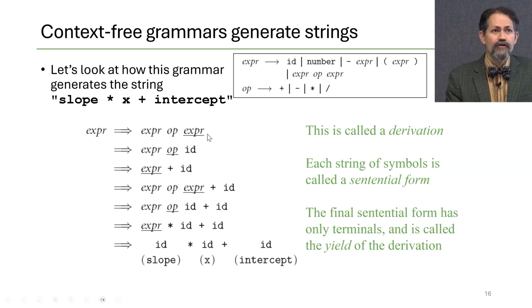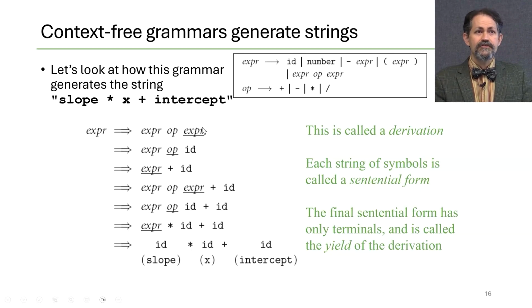Now I'm going to choose one of the non-terminals on the right, in this case the second expr, and I'm going to use another production. In this case, expr can be an ID, right? So we'll turn the expr down here into an ID, and then we'll turn the op into a plus using one of the productions for op. And then we'll take the first expr and turn it into another expr op expr, right? Because now we have to do slope times x.